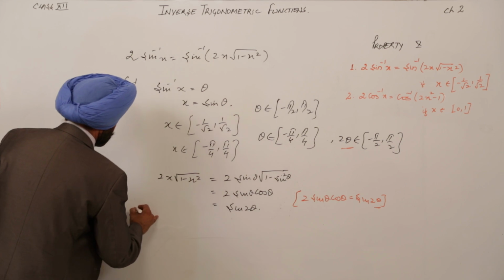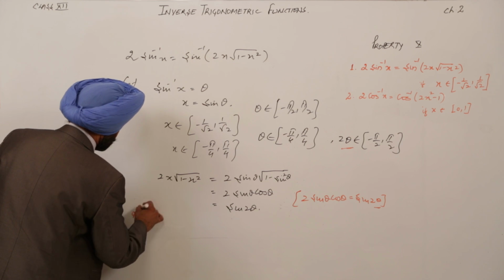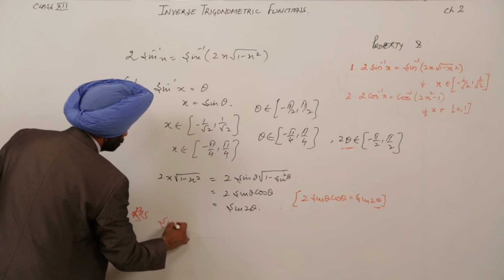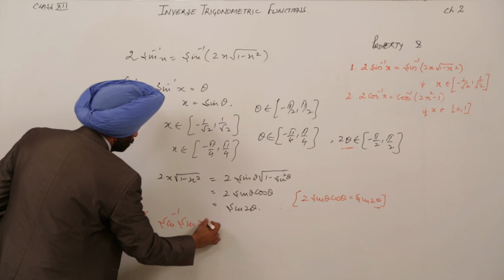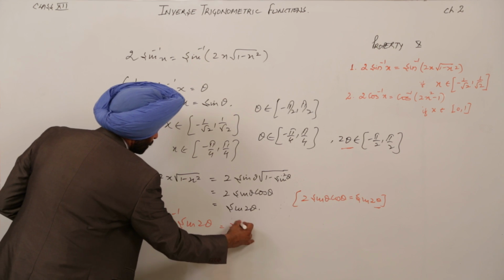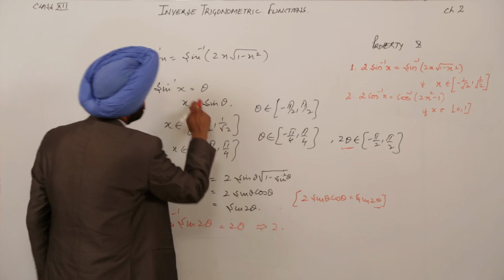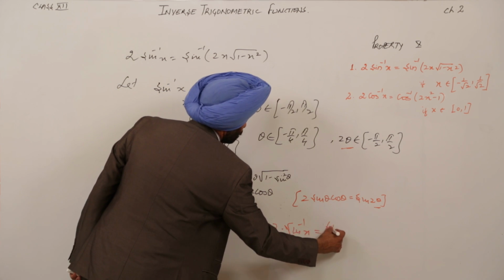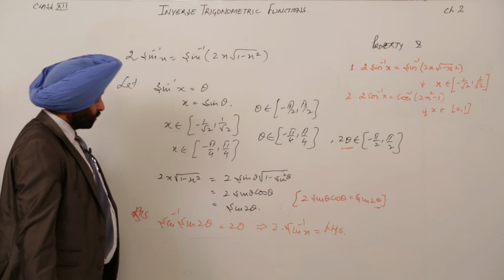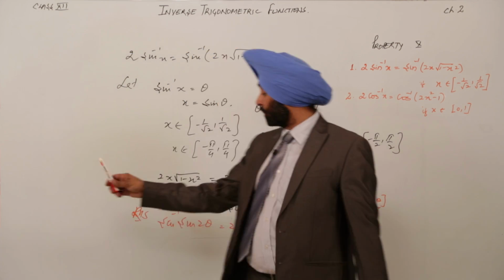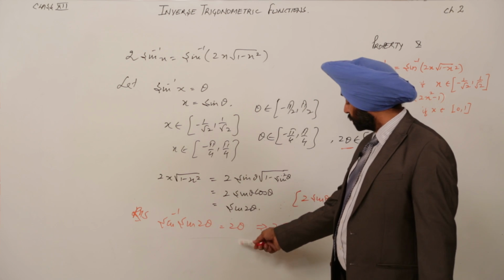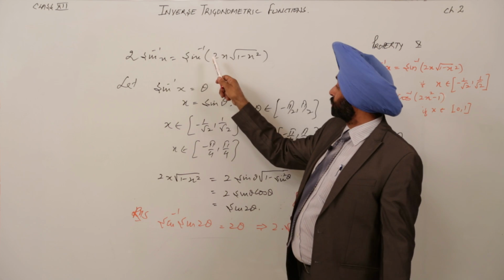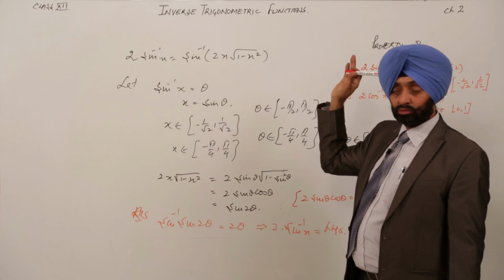So now what is the right hand side? The right hand side is sine inverse sine 2 theta, and this becomes 2 theta, and further 2 times theta is what? 2 sine inverse x, and this is the left hand side. So we have proved the property that sine inverse sine 2 theta is equal to 2 theta, which is equal to 2 sine inverse x. Or we can write 2 sine inverse x is equal to sine inverse 2x under the root 1 minus x square.